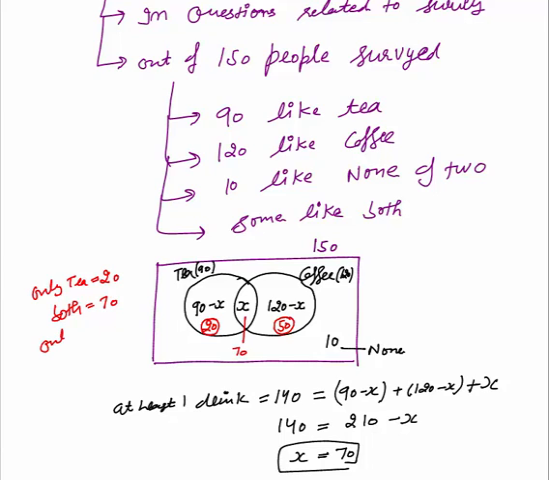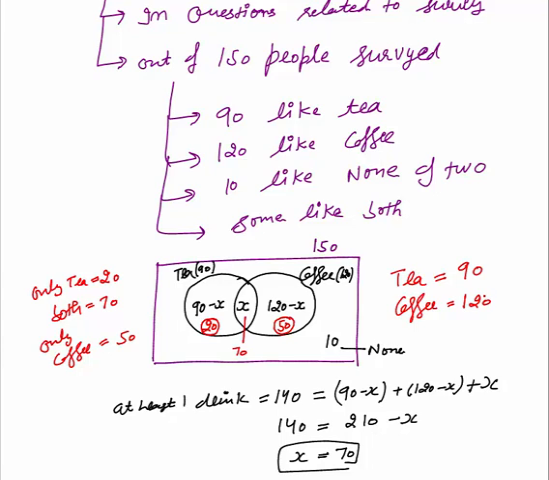Only coffee would be how much? 50 persons like only coffee. Total must be 140 and 10 like none. When I say those who like tea, tea means the complete values in the circle of tea. It would be 90, 20 plus 70. This includes the people who like coffee also. But when I say tea, it means that we have to include everything within the circle of tea. Same way, coffee would be how much? This is 120. We already know that.